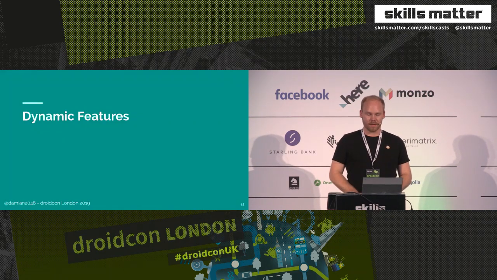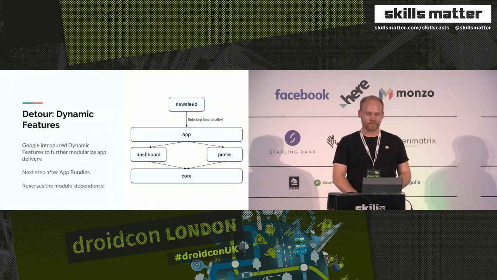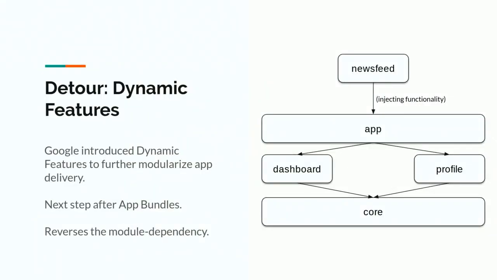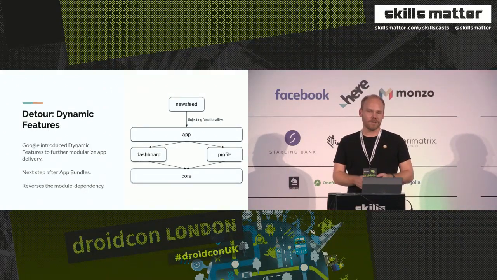Continuing from here, we will take a small detour towards dynamic features and how things will change when we actually do this. If we look at dynamic features, they are a quite significant change in our dependency chain. Dynamic features are basically the next step after app bundles. The app bundles decouple bundled resources and create smaller APKs that are targeted towards specific device configurations and users.